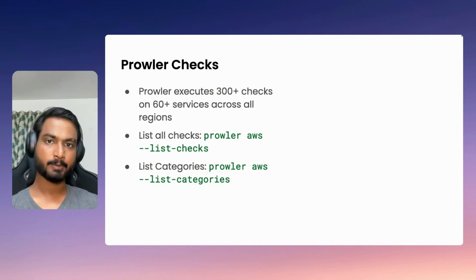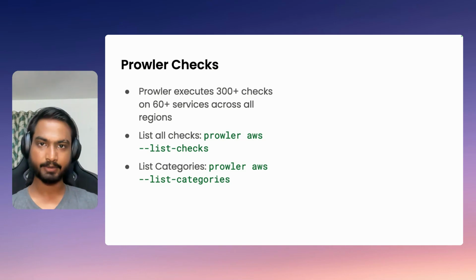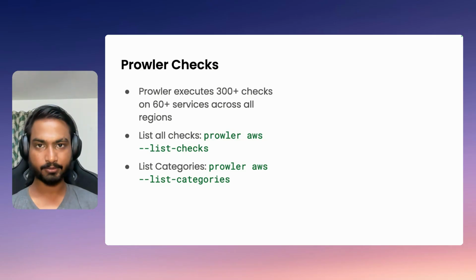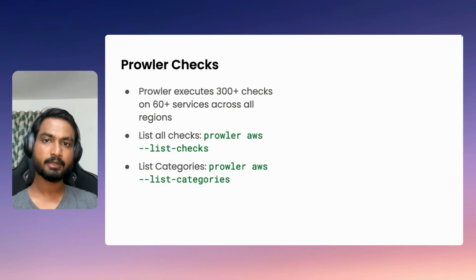There could be a specific category of checks for each service. For example, let's say encryption. Encryption is something that you need to enable for almost all resources. That's a best practice. So there could be encryption related checks for each service. There could be internet exposure checks for each service. What Prowler does is it creates a logical wrapper on top of checks and it creates something called categories.